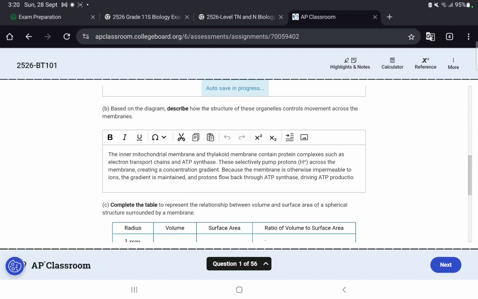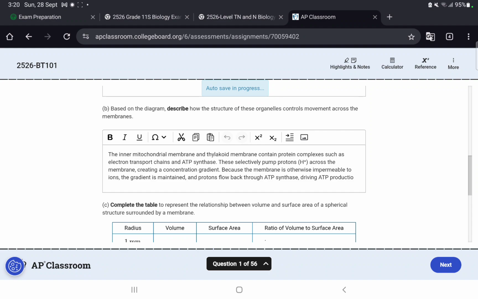So, how these organelles, chloroplasts and the mitochondria, control the movement across the membranes. The inner mitochondrial membrane and the thylakoid membrane contain protein complexes. They have the electron transport chain and ATP synthase. You don't really have to know that. You can just say that the inner mitochondrial membrane and the thylakoid membranes.